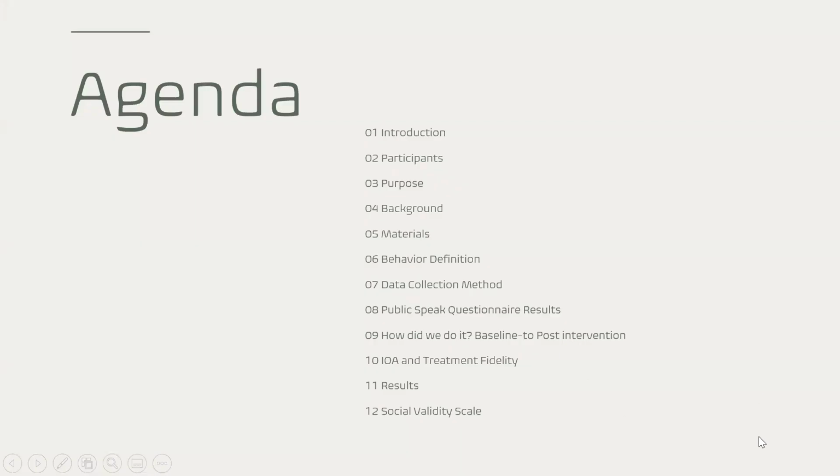We're going to be going over introduction, participants, purpose, background, materials, behavioral definition, data collection method, public speaking questionnaire results, how we did it from baseline to post-intervention, IOA and treatment fidelity, results, and social validity.